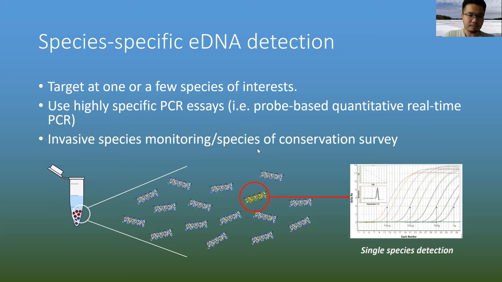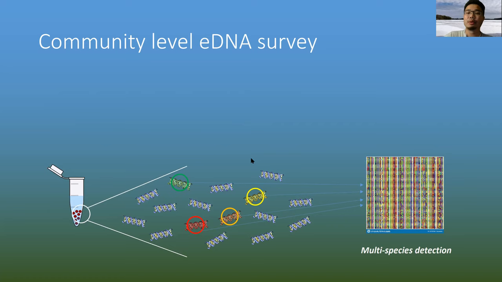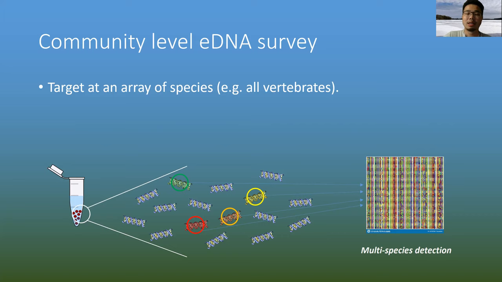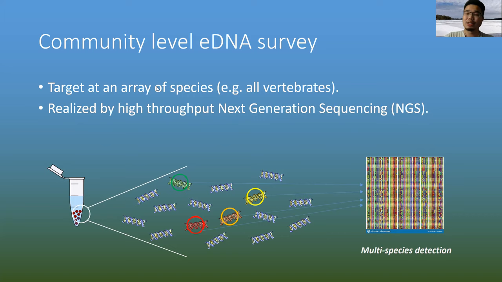Okay. On the other side, we can have a broader range detection. In this case, we have a community-level eDNA metabarcoding survey, where we target an array of species, not just one or two species, but hundreds, even thousands of species at the same time. Let's say all fishes, all vertebrates in the water. That is also doable. That is achieved by what we call next-gen sequencing. It's a fancy technique. It's actually already this generation of sequencing. People are using this as a conventional sequencing technology.